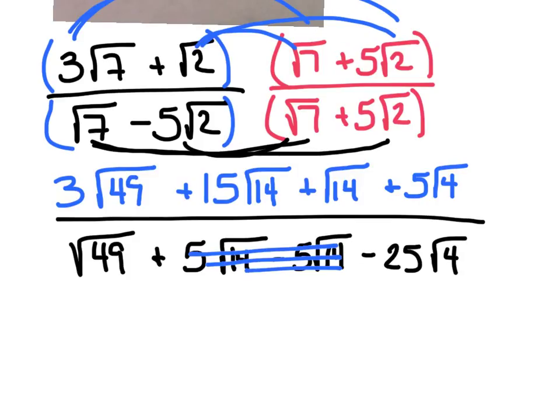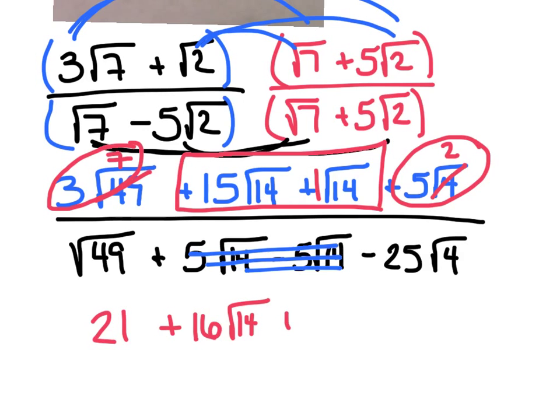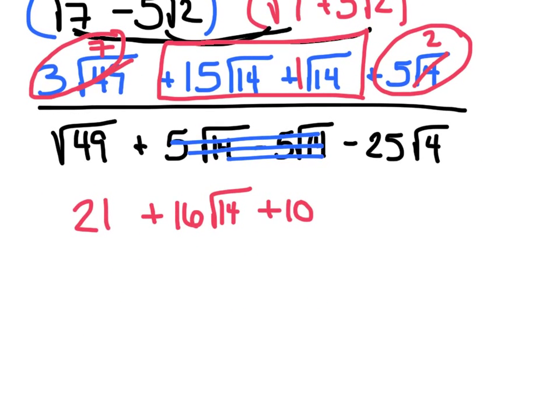And I'm just going to go slowly and clean this up. Radical 49 is 7. In math, when numbers are next to each other, we multiply. You'll notice there's no plus sign. So there's my 21. These are like terms. I have 15 radical 14 plus 1 radical 14 gets me 16 radical 14. Square root of 4 is 2. Again, they're next to each other, so I'm going to multiply, so plus 10. And I'm going to go ahead and clean that numerator up one more step and add my like terms together. 21 and 10 is 31 plus 16 radical 14.